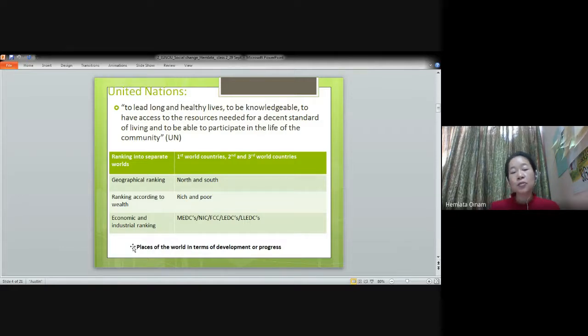Then economic and industrial ranking, based on the economic and industrial development, countries can be divided into more economically developed countries, less economically developed countries, or newly industrialized countries. So different categories of these developmental forms of understanding the world can be understood. NIC is the newly industrialized countries. So based on the economic situation and industrial status of a particular country, the world's different countries can be categorized into different ranks or different lists.